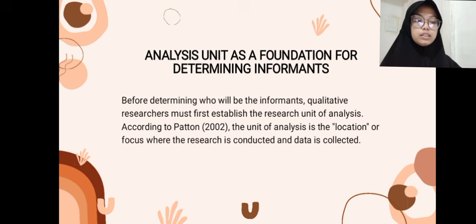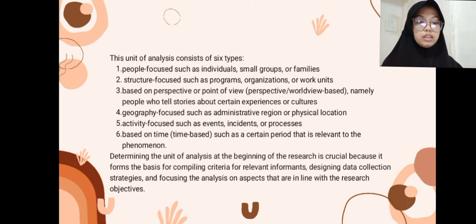Next, the unit of analysis as a foundation for determining informants. Before determining who will be informants, qualitative research must first establish the research unit of analysis. According to Patton 2002, the unit of analysis is the location or focus where the research is conducted and data is collected. This unit of analysis consists of 6 types.